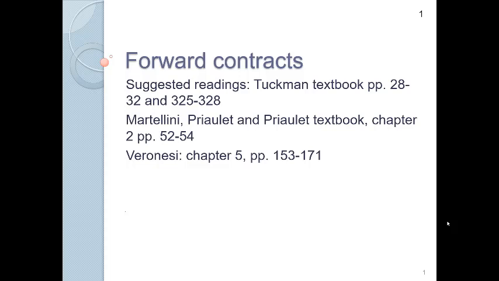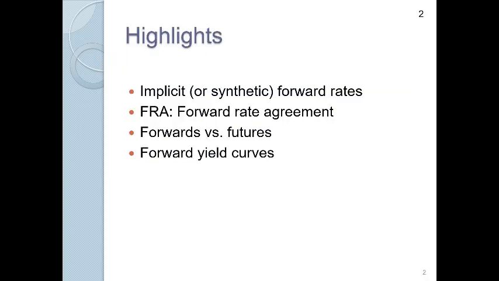This chapter is about forward contracts. The highlights of this chapter: first, we're going to talk about the implicit or synthetic forward rates. Then we're going to define what a forward rate agreement is. We're going to compare forwards with futures to see the differences. And finally, we're going to be talking about the forward yield curves.